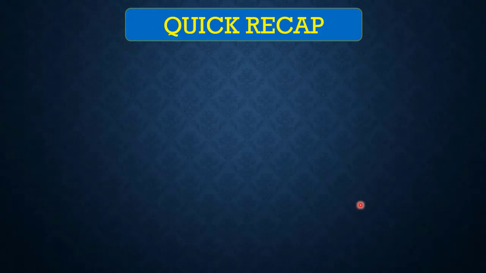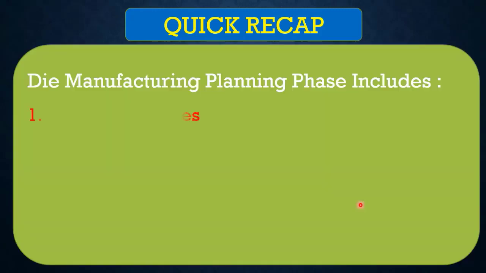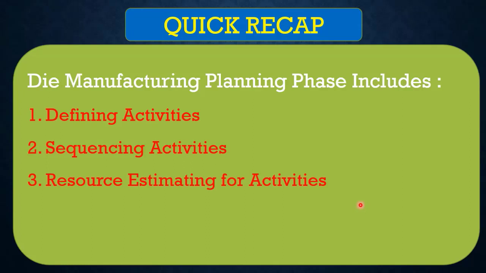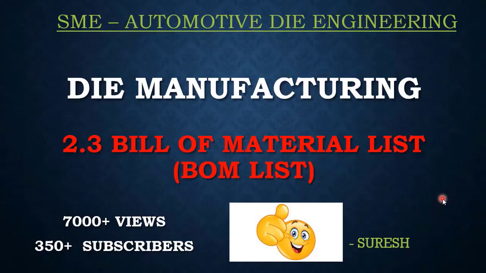So let's have a quick recap. The die manufacturing planning phase includes number 1, defining activities at the high level and using the WBS. Number 2, sequencing them step by step. Number 3, resource estimating for activities. Number 4, duration and effort estimation. So let's go for today's session 2.3, bill of material list, that is BOM list.